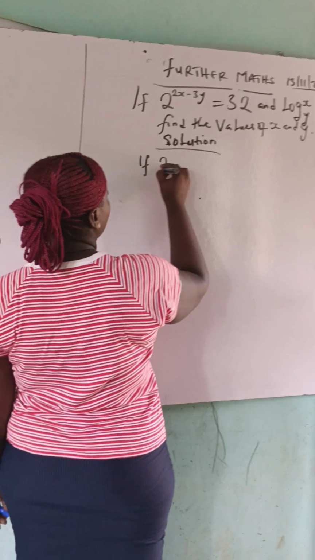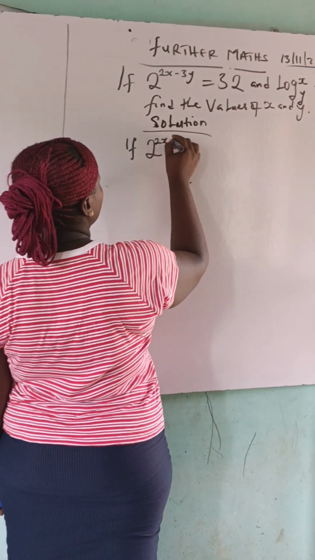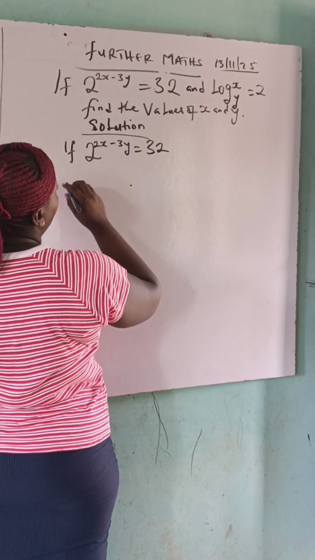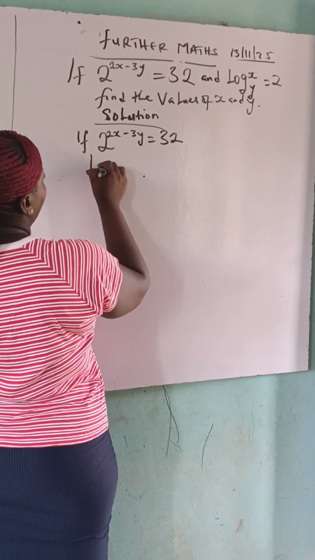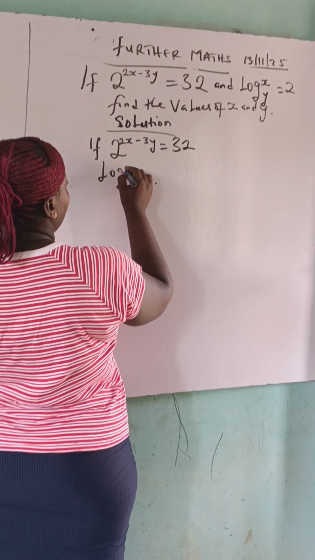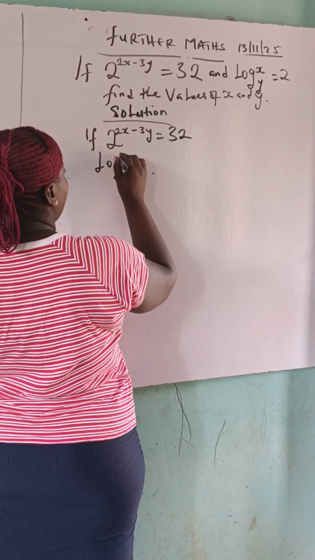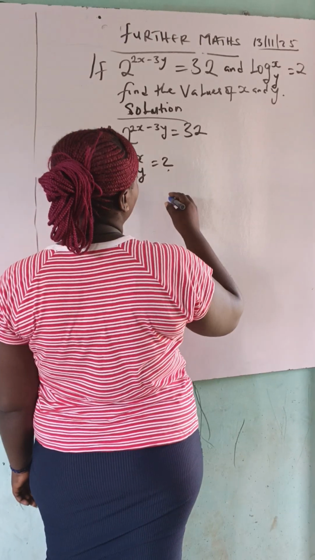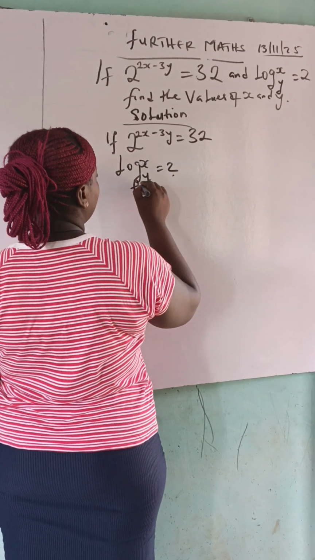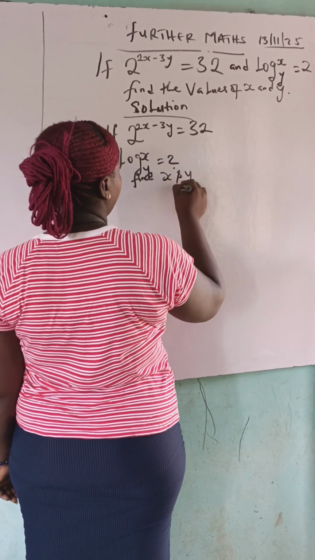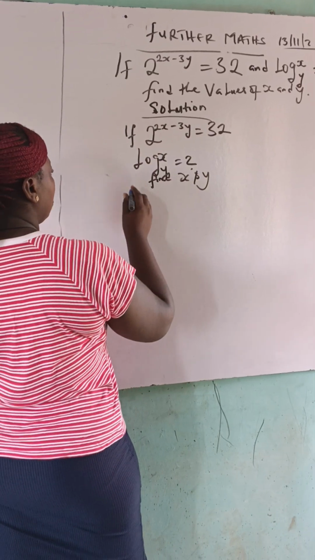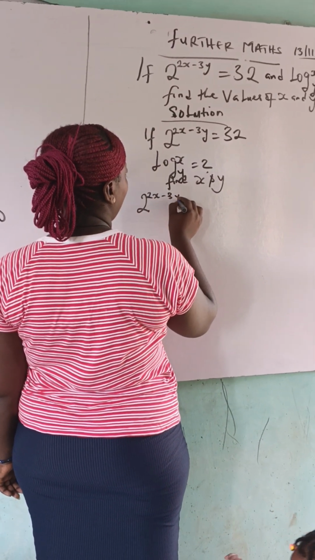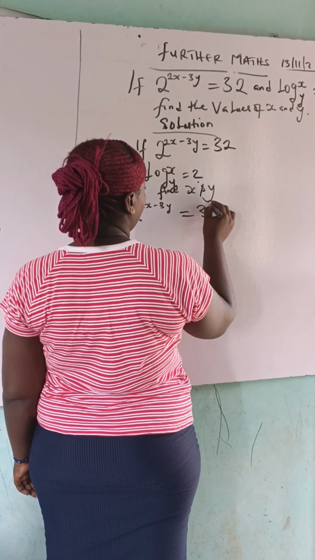Solution. If 2 to the power of 2x minus 3y is equal to 32 and log x base y is equal to 2, we are asked to find what? Find x and y. So we are starting with this one: 2 to the power of 2x minus 3y is equal to 32.